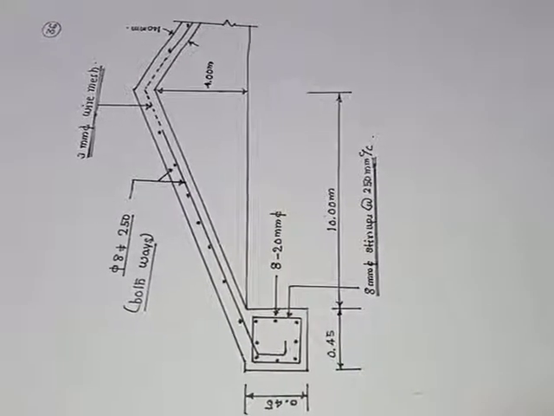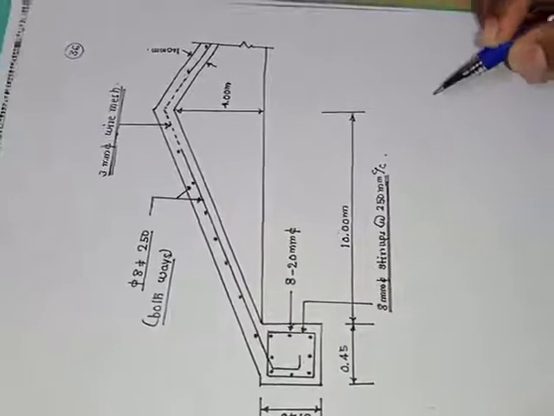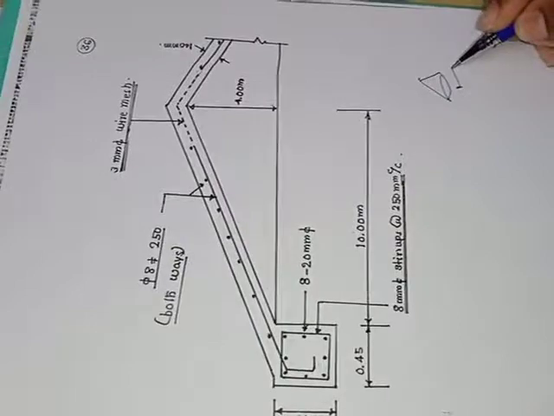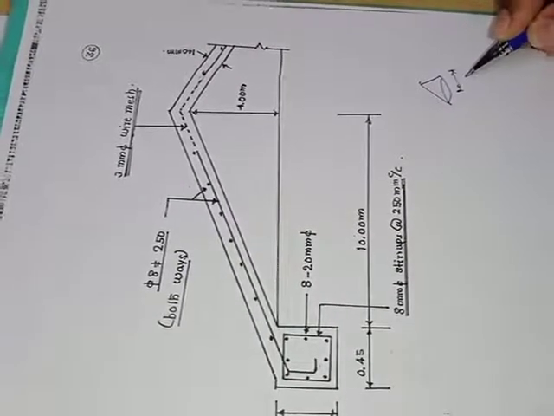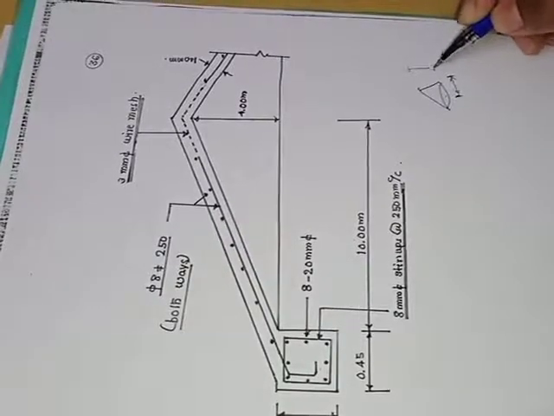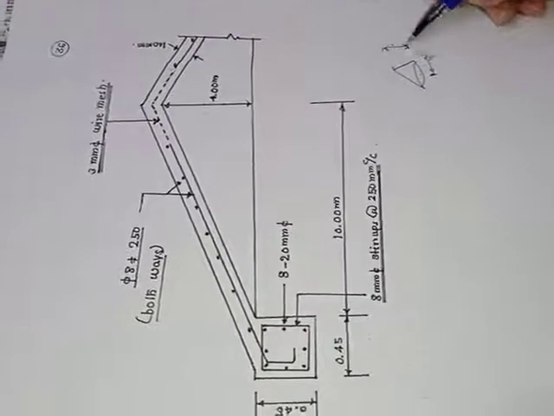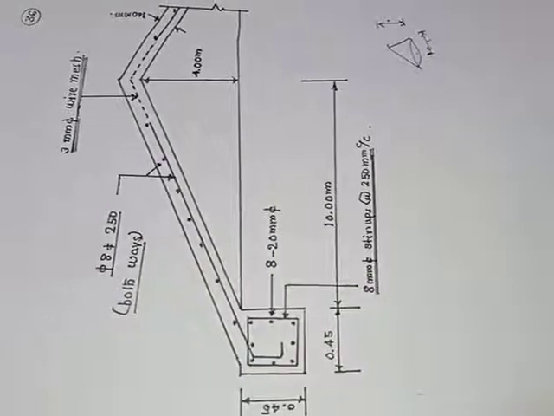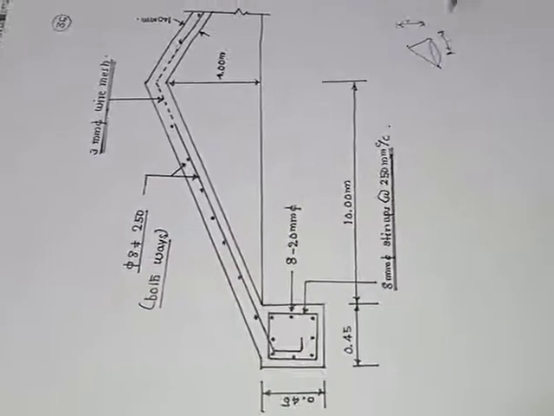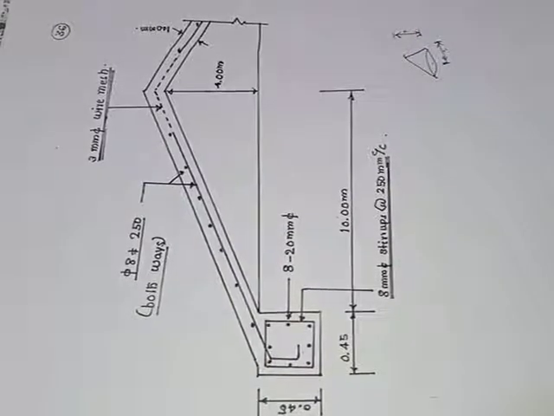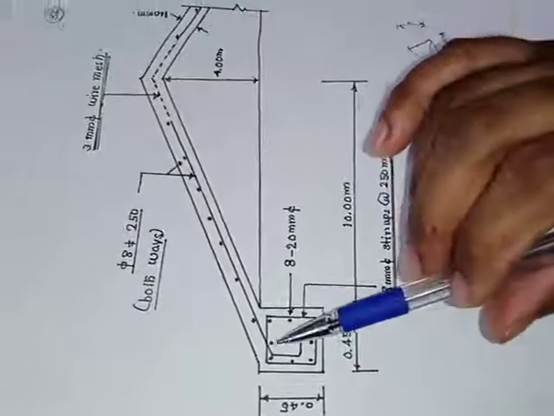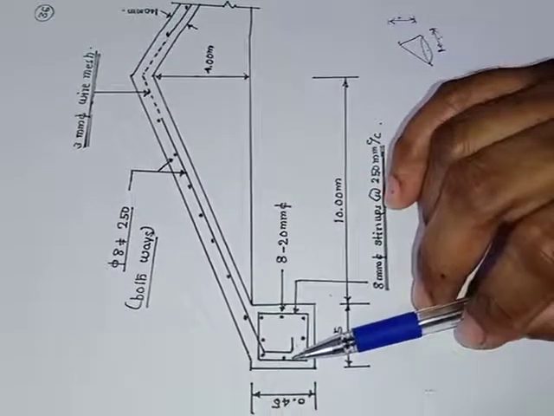That is, if the distance from the center to this edge and the distance from the center to this height are the same, then there is no need of ring beams. Otherwise we have to provide the ring beam. So in this case it is not the same, so we are providing a ring beam also, so we have to do the ring beam design also.